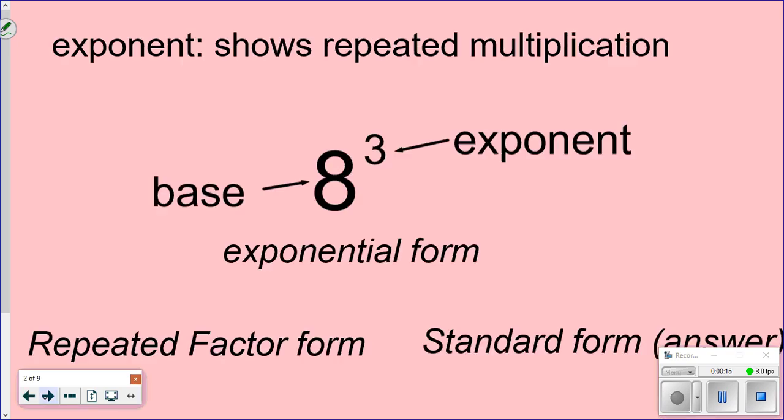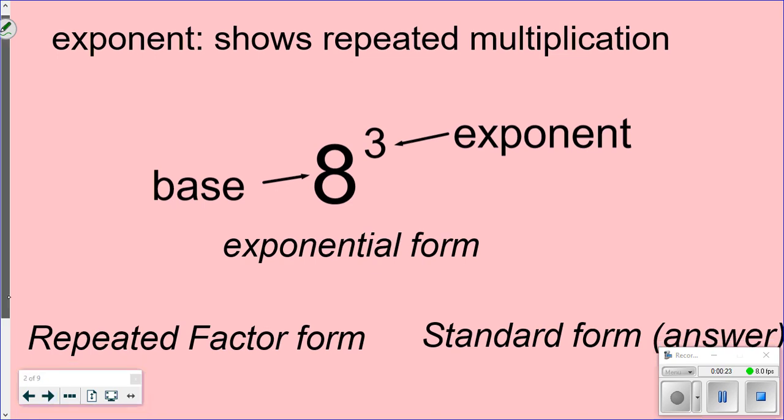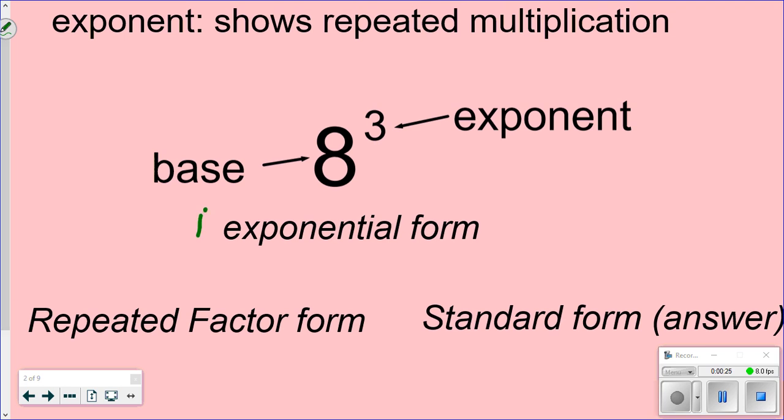To start, we're going to talk about what an exponent is, and an exponent shows repeated multiplication. When we have an exponent, there are actually 3 different ways that you can write it out. The first one is exponential form. The second one is repeated factor form, and the third one is standard form, which is the answer. So let's just look at the exponential form.